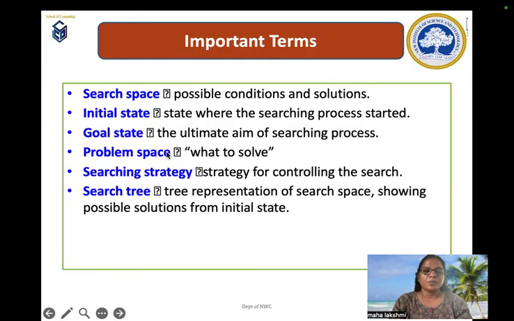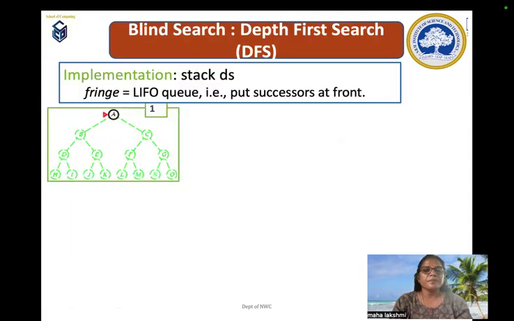The problem space is what to solve. What is your problem actually? That is the problem space. Searching strategy is the strategy for controlling the search; any searching algorithm can be used to find your solution. And a search tree is a tree representation of the search space showing possible solutions from the initial state. It is basically a representation of the search space in terms of a tree.